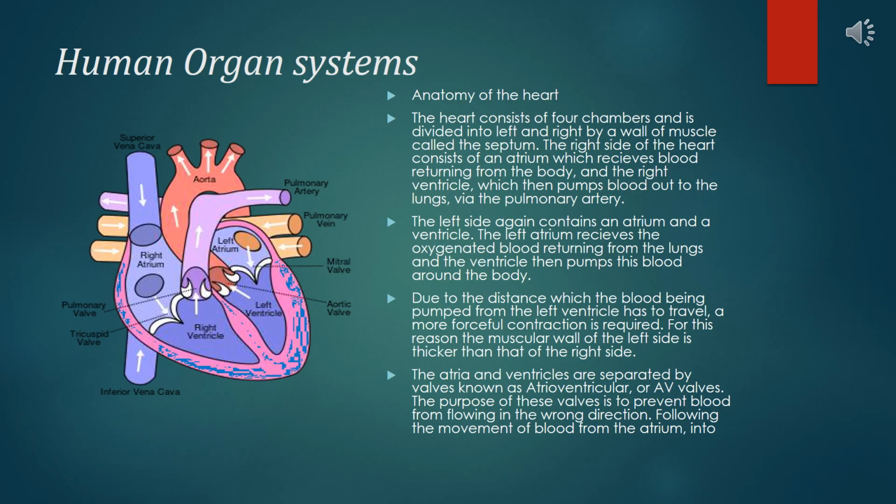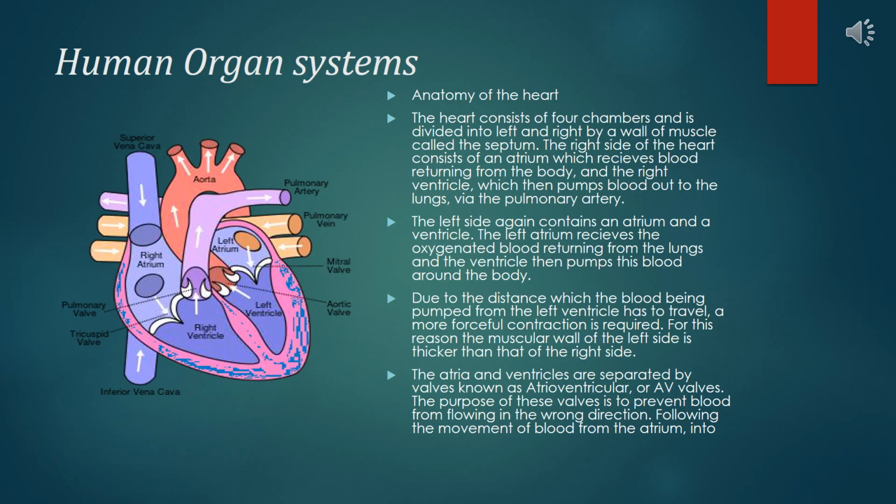body. Due to the distance which the blood being pumped from the left ventricle has to travel, a more forceful contraction is required. For this reason, the muscular wall of the left side is thicker than that of the right side. The atria and ventricles are separated by valves known as atrioventricular or AV valves. The purpose of these valves is to prevent blood from flowing in the wrong direction.